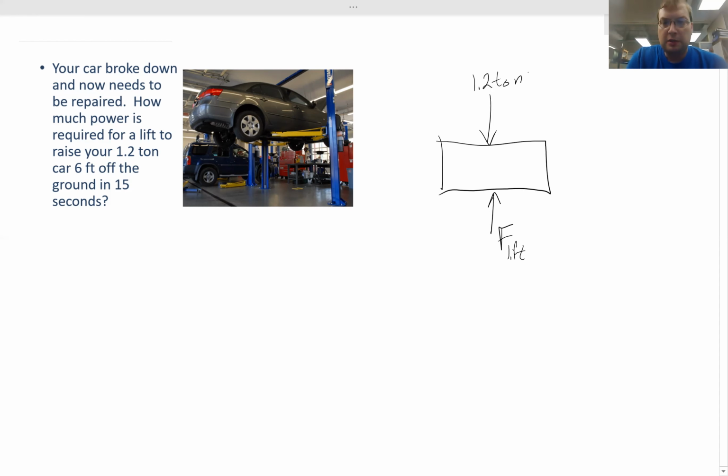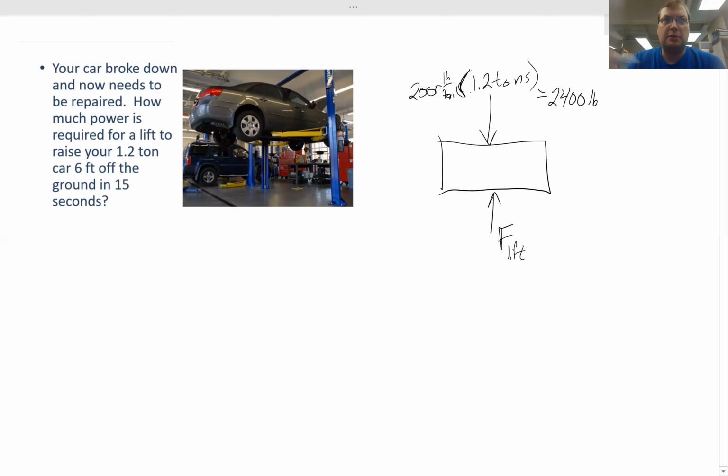So if we look at this, initially, we can look at a free body diagram and observe the idea that there must be a lifting force, and we have the weight acting downward, and what we have is 1.2 tons, which we can multiply by the 2,000 pounds per ton to find that we have a weight of 2,400 pounds.